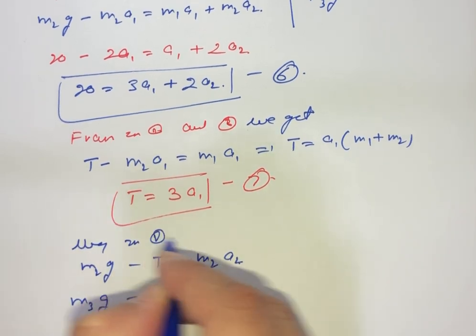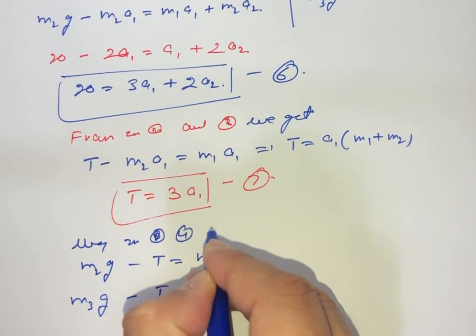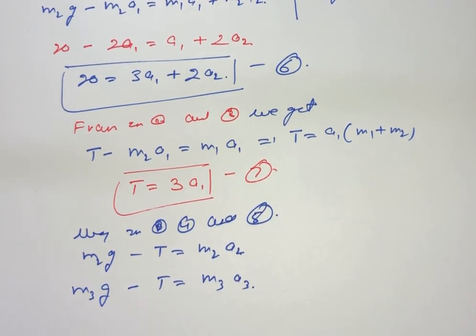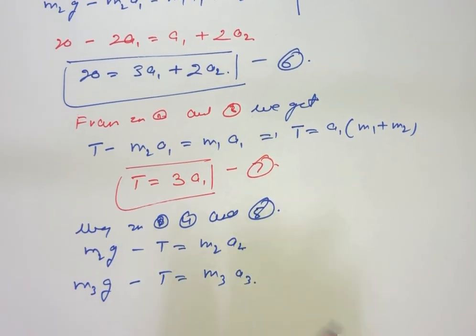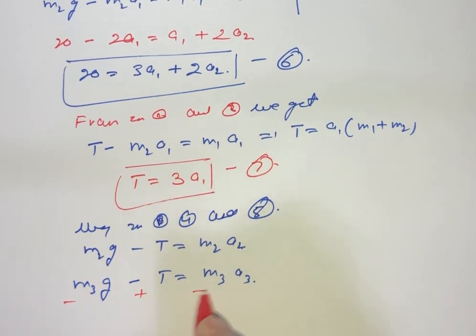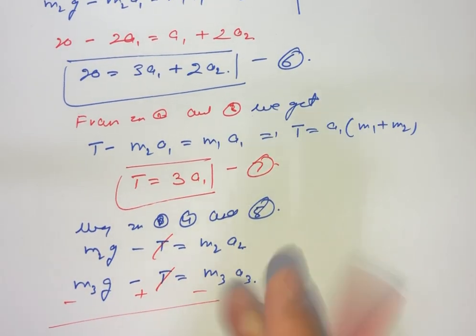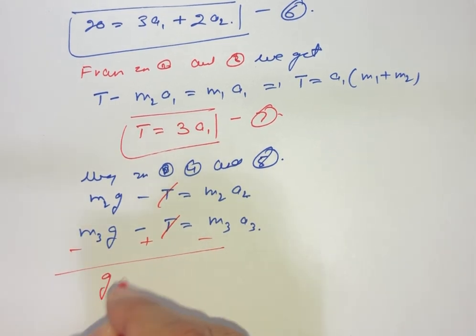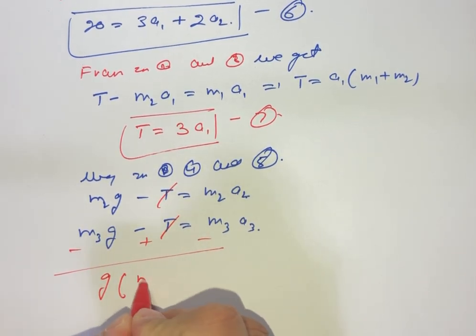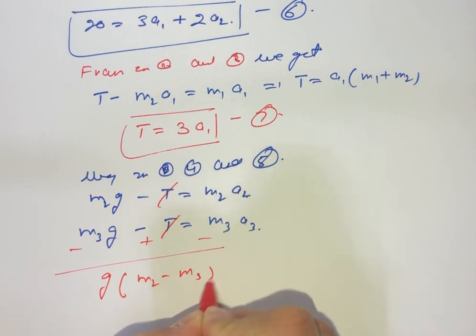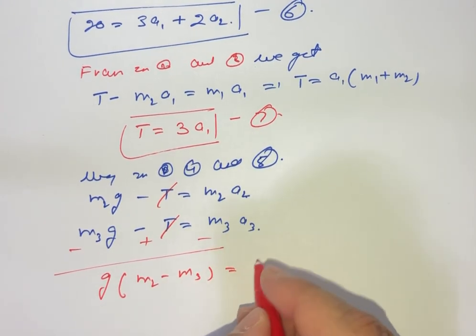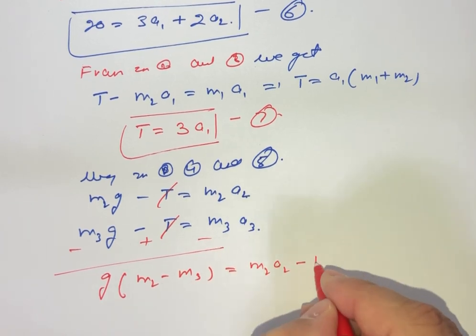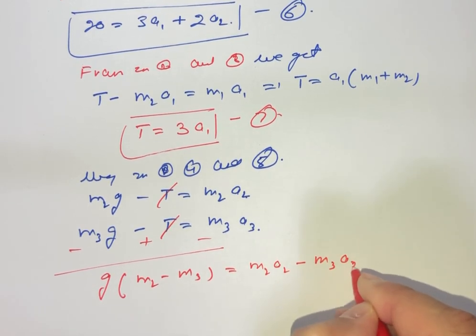Using equations 4 and 5, we subtract them. This will be plus and this will be minus. T goes with T, and from here g is common, so this will be (m2 minus m3) g is equal to m2a2 minus m3a3.